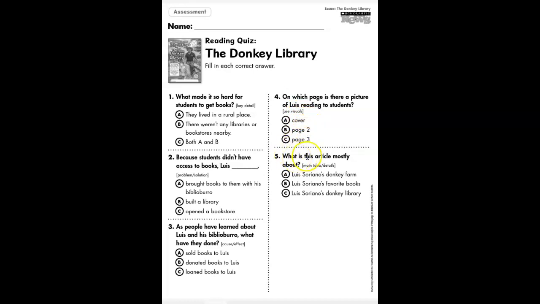Question 5. What is this article mostly about? A. Luis Serrano's Donkey Farm. B. Luis Serrano's favorite books. C. Luis Serrano's Donkey Library. Thinking about the whole article, what is it mostly about? Luis Serrano's Donkey Farm, his favorite books, or his donkey library? Turn it into the finished work bin when you are done.